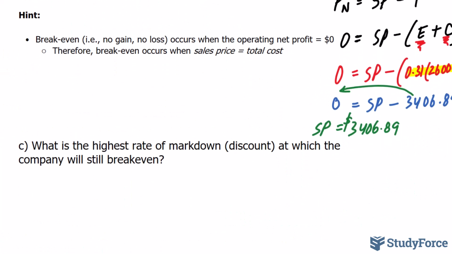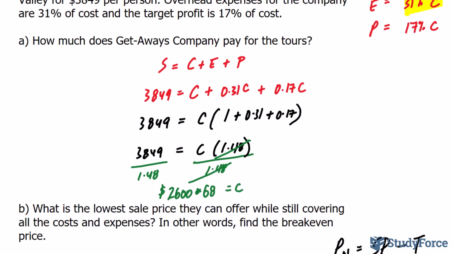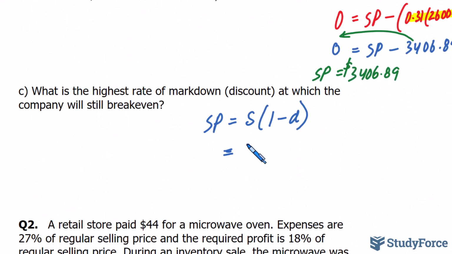In question C, what is the highest rate of markdown discount at which the company will still break even? Now, this question is easy to answer now that we found the sales price, the discount price. Remember the formula that your sales price is equal to the selling price times 1 take away your discount. So our selling price, according to the question, was $3,849. And the discount is what we're looking for. So we're looking for that discount that will lead us to a sales price or discount price of $3,406.89.